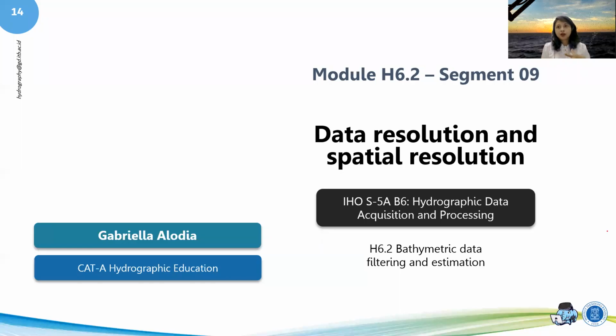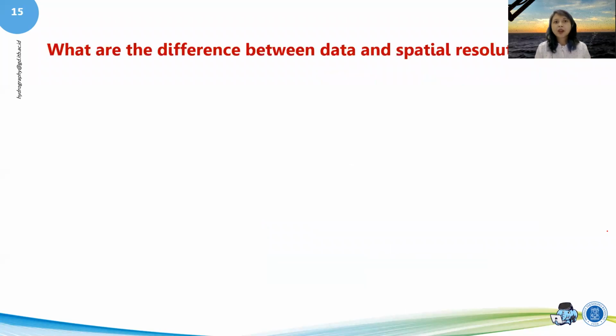Okay, as you already understand how we make surfaces from different types of interpolation, now we will talk about data resolution and spatial resolution, because these two are similar but actually very, very different. So what are the differences between data and spatial resolution?